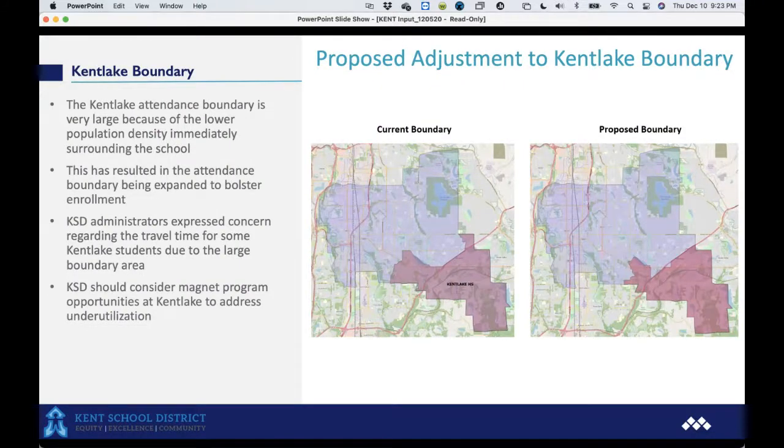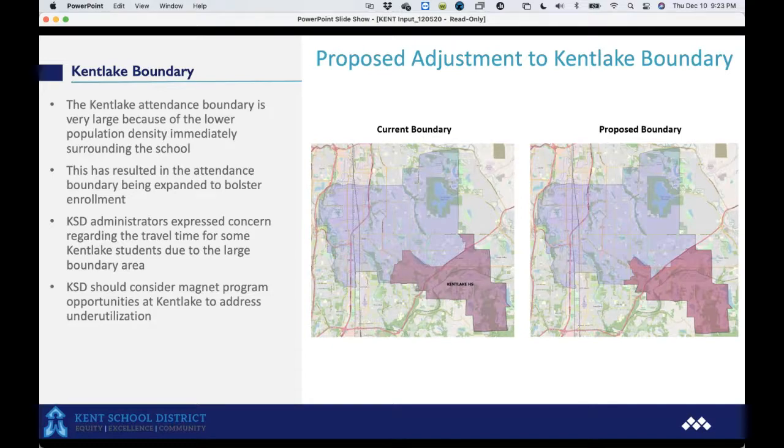Proposed adjustment to Kentlake boundary. The Kentlake attendance boundary is very large because of the lower population density immediately surrounding the school. This has resulted in the attendance boundary being expanded to bolster enrollment. KSD administrators expressed concern regarding the travel time for some Kentlake students due to the large boundary area. KSD should consider magnet program opportunities at Kentlake to address the underutilization.